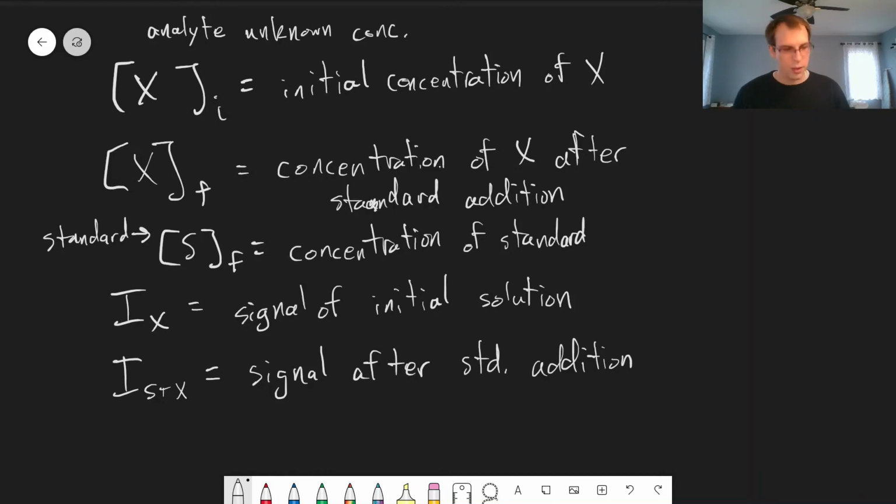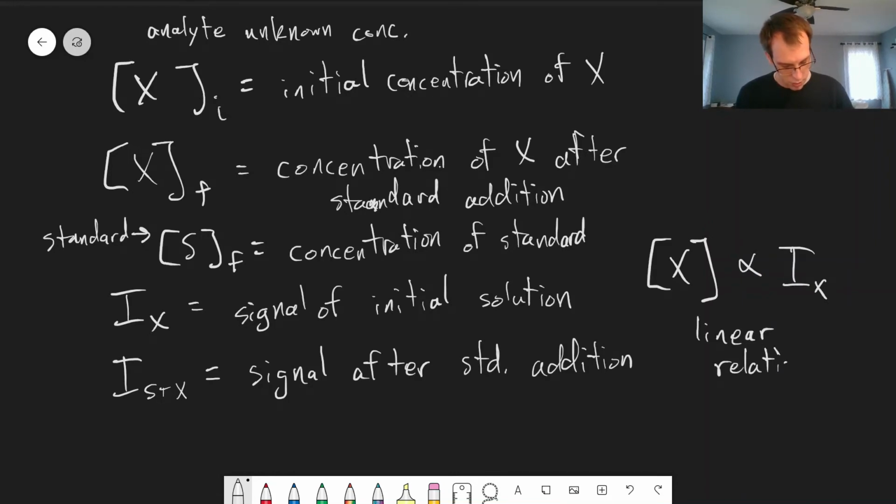Okay, and so one assumption that we make here, and this is the assumption we often make in analytical chemistry for almost all measurements that we make, is that the concentration and the signal are directly proportional to each other. Or another way of saying this, there's a linear relationship here. So we assume that this linear relationship will hold, and that if we increase the concentration, we'll get a proportional increase in the signal from our instrument or our experiment.